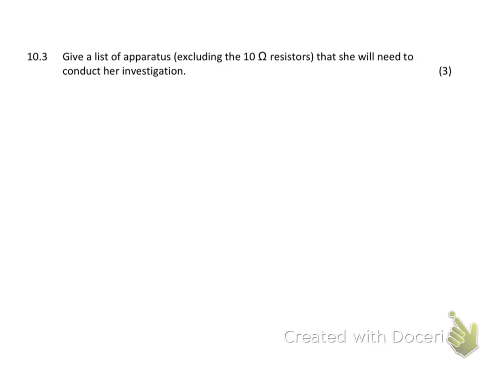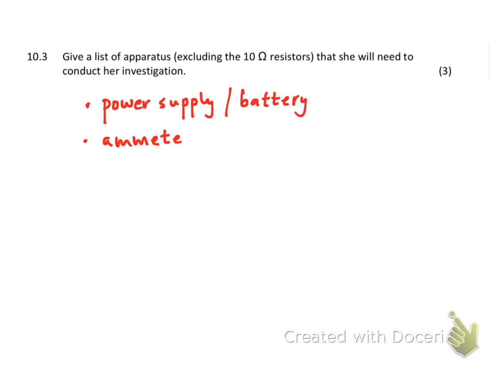All right, 10.3, a list of apparatus, excluding the resistors, that she'll need to conduct her investigation. She needs some kind of power supply, power source, or battery, cells, something like that. She needs an ammeter to read the current, and then she needs some connecting wire to join them all up.